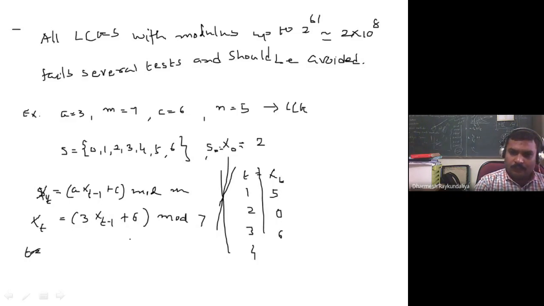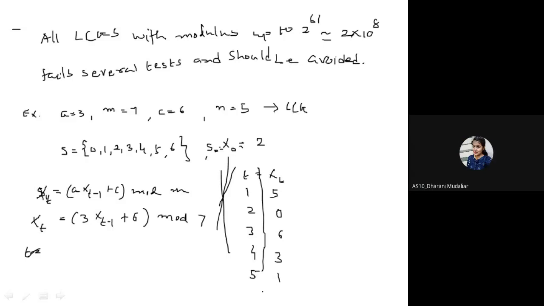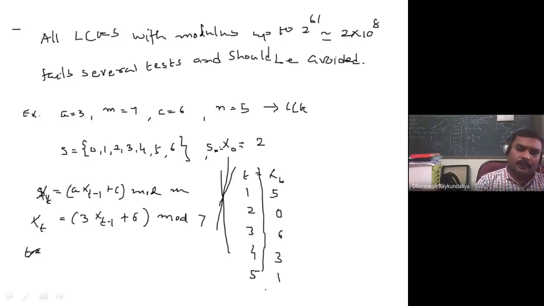Now for T equal to 4. So 3 into 6 is 18. 18 plus 6 is 24. So remainder is 3, because 7 threes are 21. So 24 minus 21 is 3. Now 3 into 3 is 9. 9 plus 6 is 15. 15 modulo 7 is 1. 7 twos are 14. 15 minus 14 is 1.